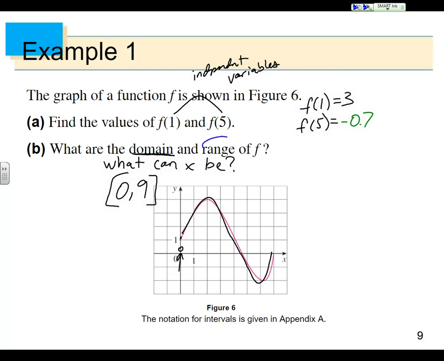Range, I'm just going to change it to what can y be? What all outputs do I have? Sometimes it came out toast. If I put in a Pop-Tart, it comes out a hot Pop-Tart or whatever. What all can the y values be? I'm going to do the same thing, but I want to find my smallest y value right here. It comes all the way back to -2.